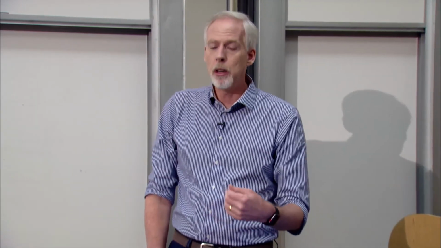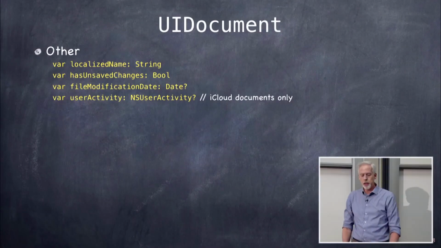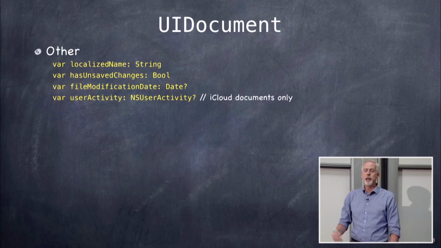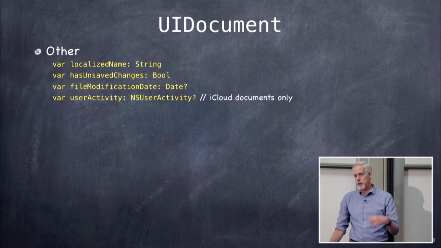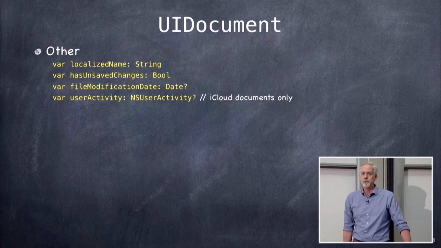Okay, so there's some other things in UI document like localized name. It'll look at the URL and get the name at the end of the URL, things like that. You can find out if you have any unsaved changes currently. You can get the date the file was last saved. You can even do user activity, which is this thing where you start working on something on one device and then you go continue on another, and you'll be exactly where you were before.